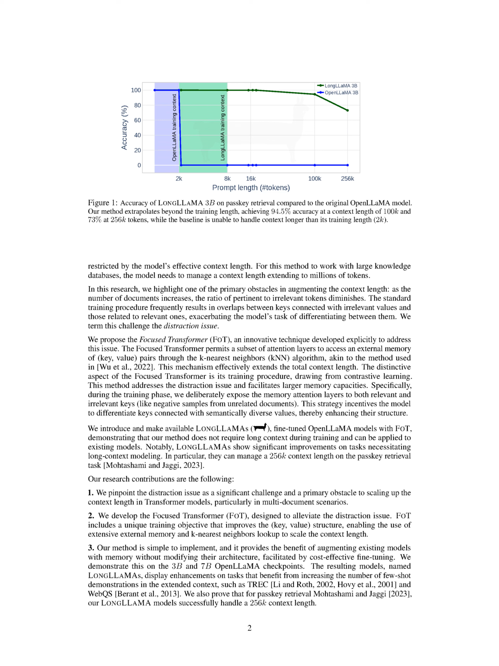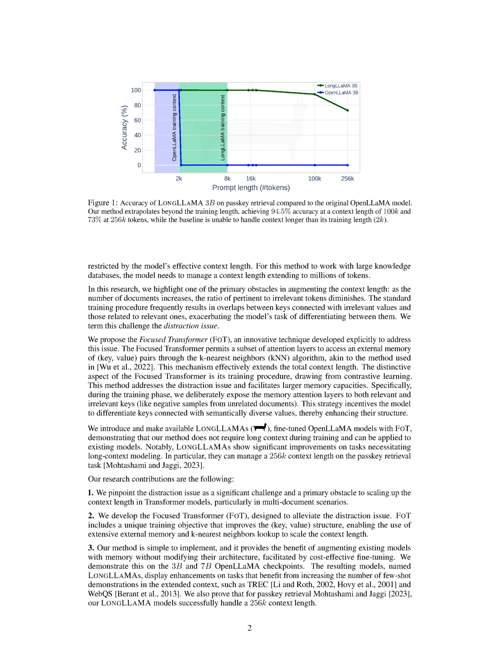During training, we intentionally expose the memory attention layers to both relevant and irrelevant keys. This encourages the model to differentiate keys associated with semantically diverse values, thereby improving their structure. We also introduce LongLLaMAs, which are fine-tuned OpenLLaMA models with FOT. These models show that our method doesn't require a long context during training and can be applied to existing models. Importantly, LongLLaMAs perform significantly better on tasks that require long context modeling. They can handle a context length of 256K on the passkey retrieval task.